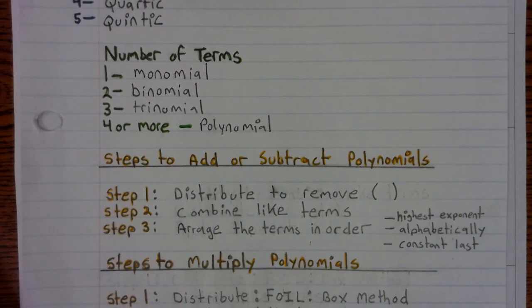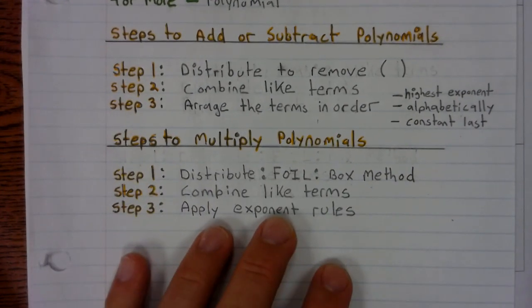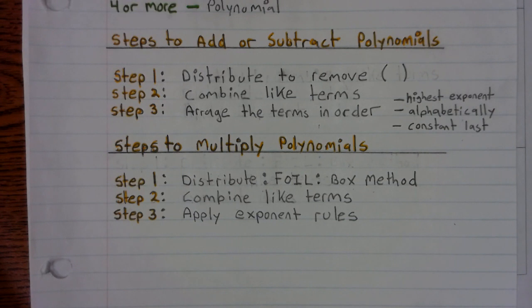Number of terms. 1 is monomial. 2 is binomial. 3 is trinomial. 4 or more is polynomial. All right. Steps to add or subtract polynomials. Step 1, distribute to remove the parentheses. Step 2, combine like terms. Step 3, arrange the terms in order: highest exponent to smallest exponent, alphabetically, constant last.